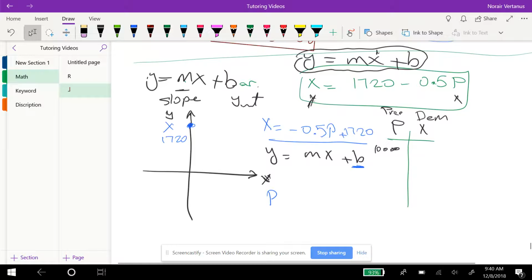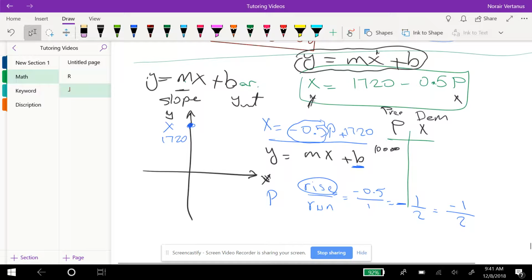So to find the other point, I'm going to use this rise over run. Rise over run is equal to negative 0.5 over 1. 0.5 is just 1 over 2, so that's the same as negative 1 over 2. I can consider the negative with either the 1 or the 2; it doesn't matter to find the other point. So I'm going to say negative 1 over 2.